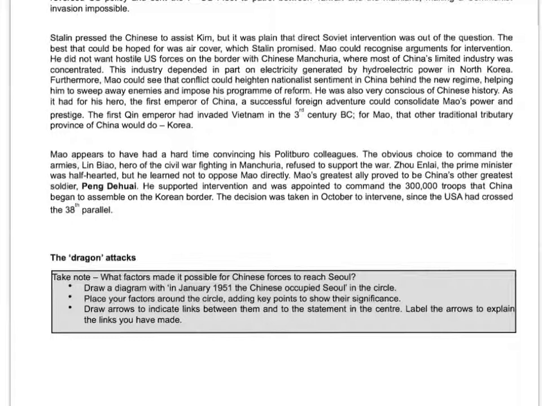Mao appears to have had a hard time convincing his Politburo colleagues. The obvious choice to command the armies, Lin Biao, a hero of the civil war fighting in Manchuria, refused to support the war. Chou Enlai, the prime minister, was half-hearted, but he learned not to oppose Mao directly. Mao's greatest ally proved to be China's other greatest soldier, Peng Dehuai. He supported intervention and was appointed to command the 300,000 troops that China began to assemble on the Korean border. The decision was taken in October to intervene, since the US had crossed the 38th parallel.